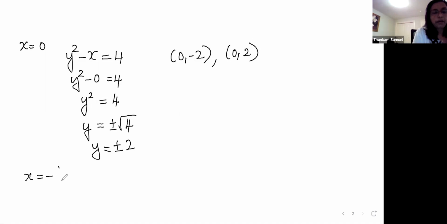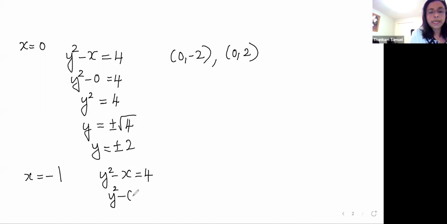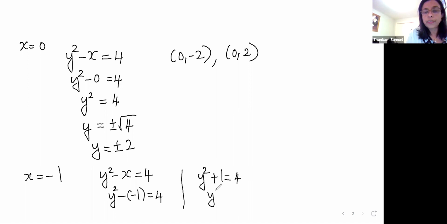Then similarly, we have another value, x equals -1. We have to find the value of y. So use the same equation, y squared minus x equals 4. Substitute -1. So y squared minus -1 equals 4. Then to solve for y, we have y squared plus 1 equals 4. Subtract 1 from both sides. So y squared equals 3.